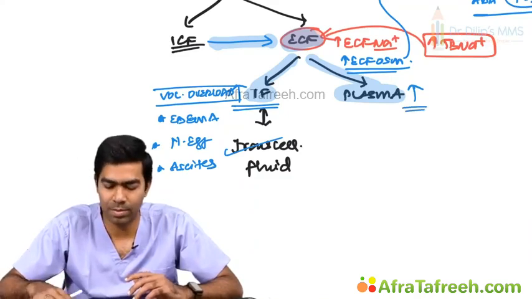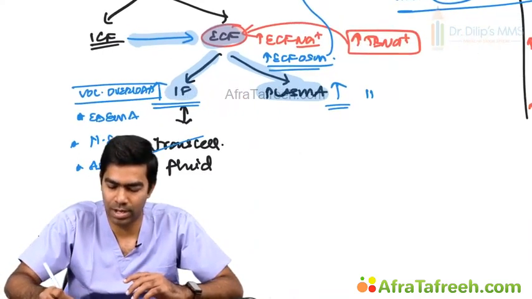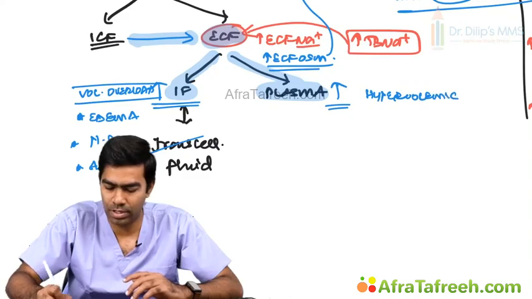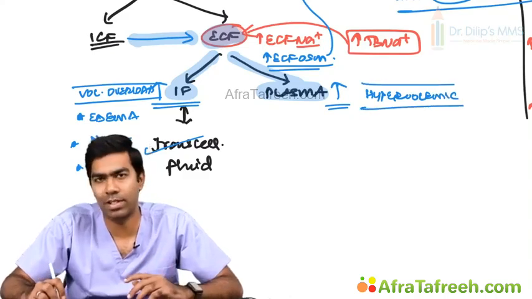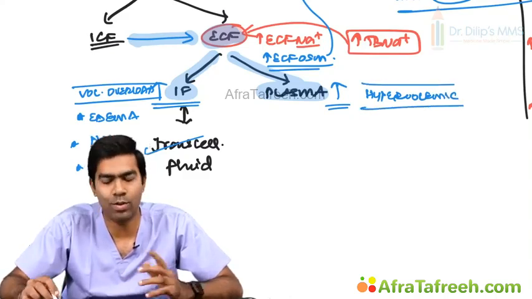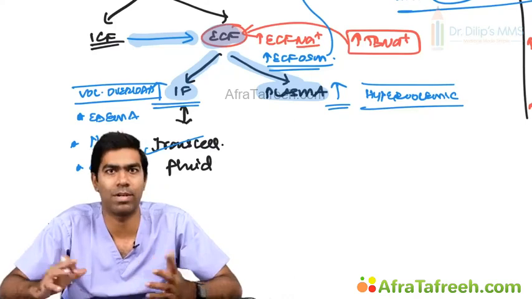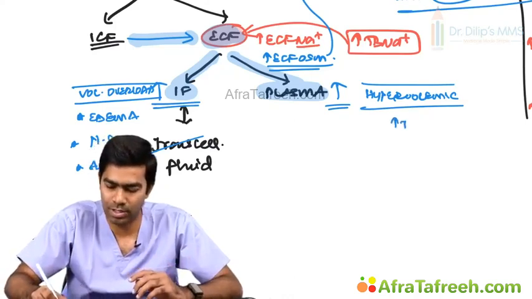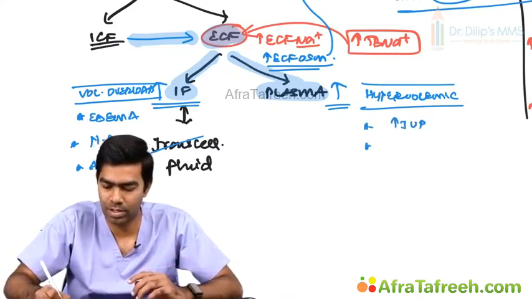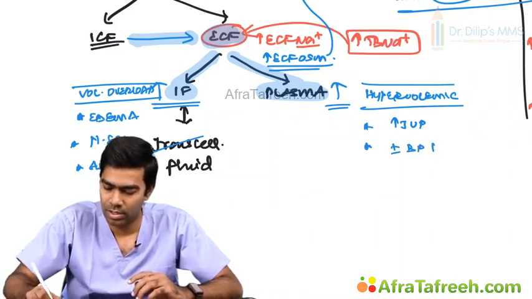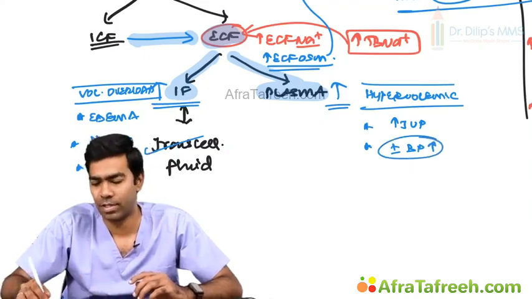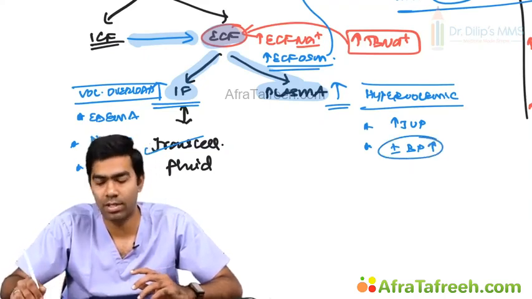Similarly, if the plasma compartment expands, you are going to result in hypervolemic state. What is hypervolemic state? There is only a subtle difference between hypervolemia and volume overload. Hypervolemia means the vascular compartment is expanding. Obviously, it will result in high JVP, jugular venous pressure. In exceptionally severe cases, you might even result in hypertension also. Okay, this is what we call hypervolemic state.